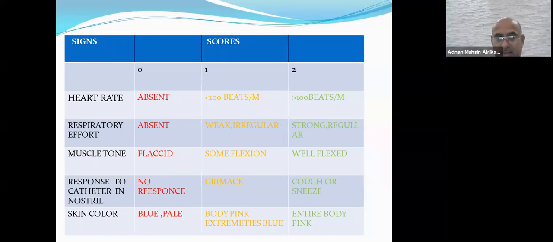For example, skin color: if the newborn is totally bluish or pale, it takes 0. If the whole body is pink while the extremities are blue, it takes 1. If the newborn is entirely pink, including foot, hand, and mucous membranes, this is, of course, marked 2 in our score. This is a so important, practical way. Keep it in mind and don't forget. And of course, all the time ask me if you have any problem.